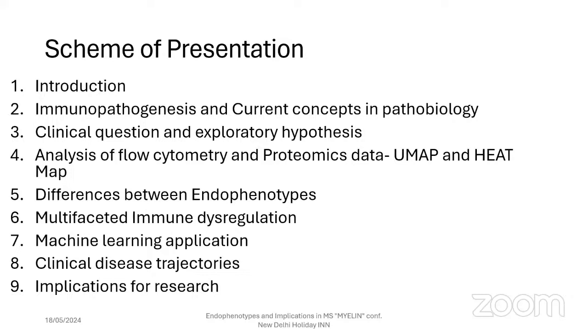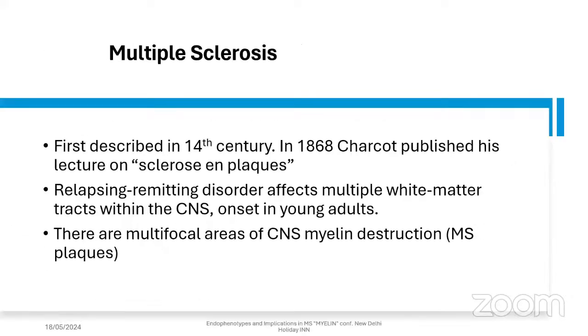And we look at analysis of flow cytometry and proteomics data. We learn about UMAPs and heat maps, differences between endophenotypes, multifaceted immune dysregulation in MS, machine learning application for the data generated by flow cytometry and proteomics, and what the clinical disease trajectories of these various endophenotypes are, and implications for research and treatment. This is, in short, what I'm going to talk about in the next 30 minutes.